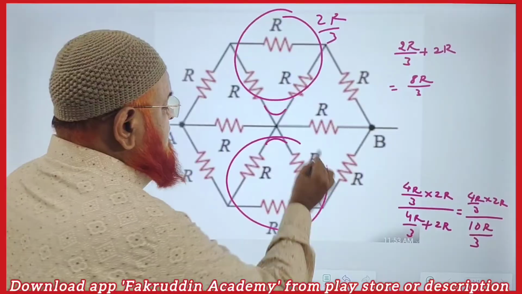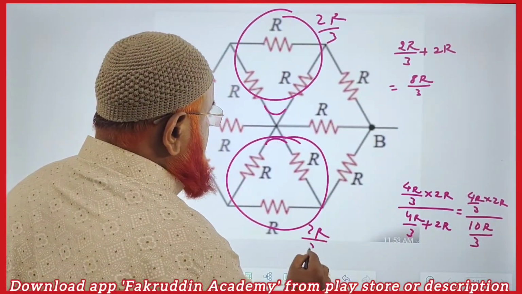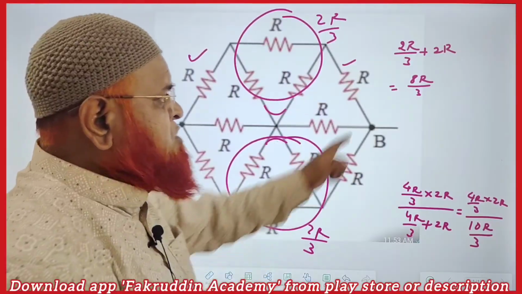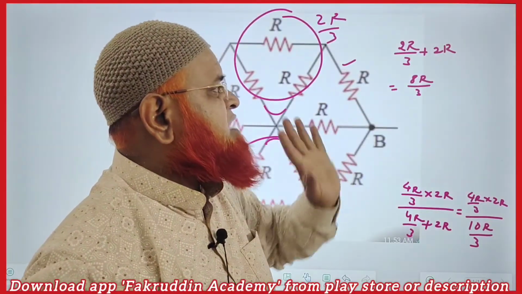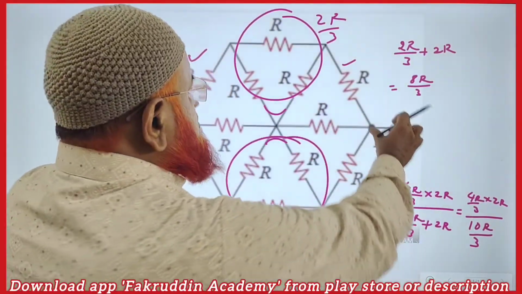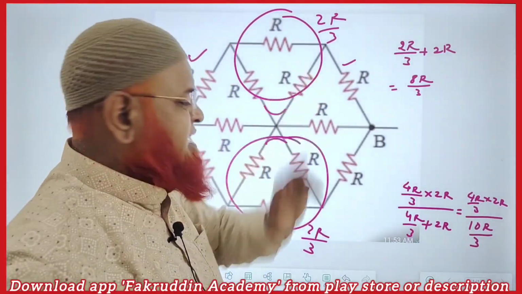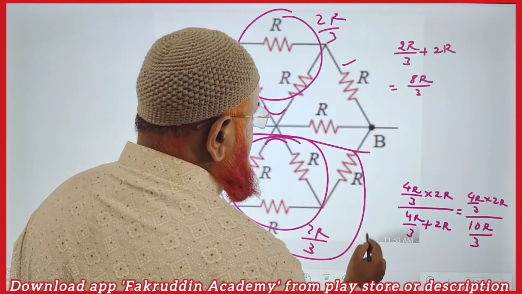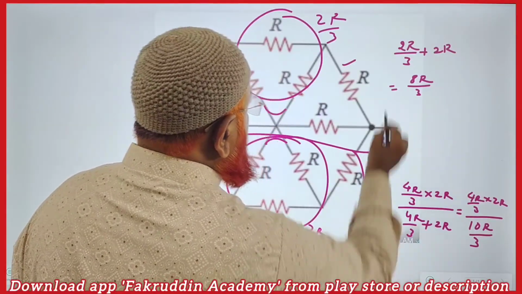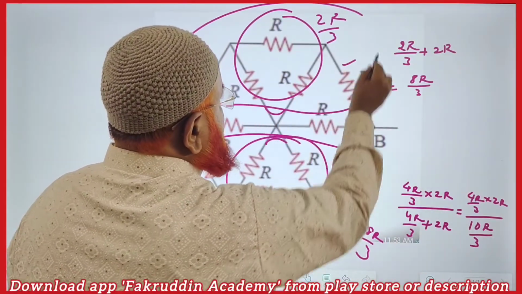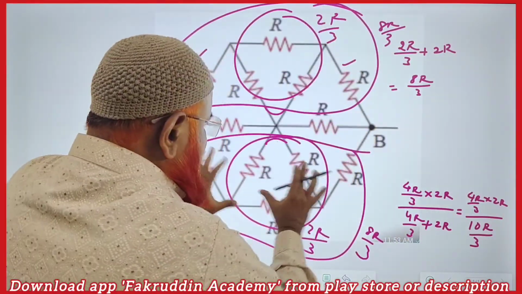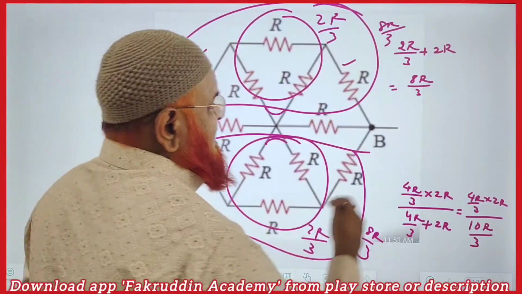Similarly, this part also gives you 2R by 3. And this is R plus R, 2R. So 2R by 3 plus 2R gives you 8R by 3, because these two are in series. Similarly, this part of the circuit, if you consider it, is 8R by 3, and this total circuit is also 8R by 3. These two 8R by 3 are in parallel.